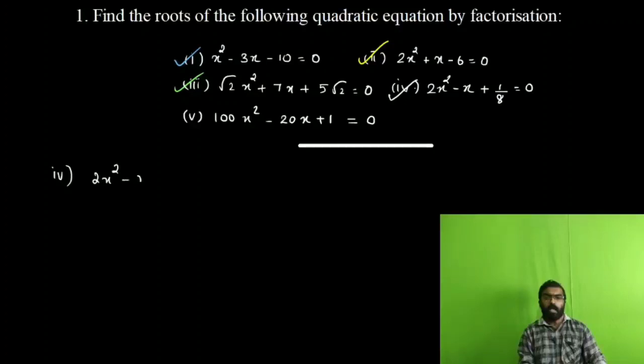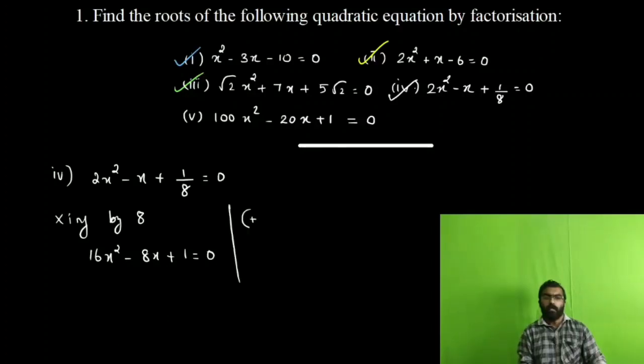2x square minus x plus 1 by 8 is equal to 0. In order to change this fraction, we can multiply the entire equation by 8. Multiplying by 8, what we get is 16x square minus 8x plus 1 is equal to 0. So here the sum is minus 8 and product is 16 into 1, that is 16. So the numbers will be minus 4 and minus 4. Minus 4 plus minus 4 is what? Minus 8 and minus 4 into minus 4 is plus 16.